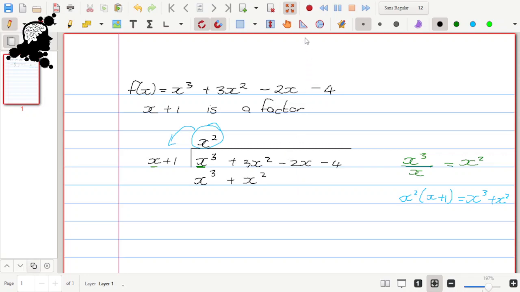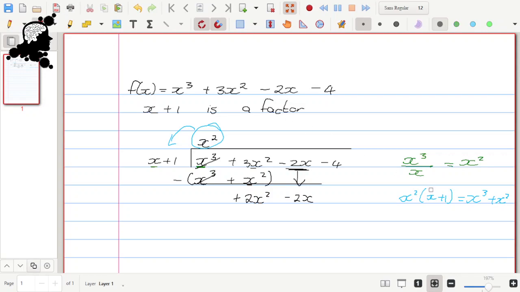Then when you get to this point, you need to do a bit of subtraction. So before we do some subtraction, let's just put a line here. Then we put a bracket. Then we put a minus sign. So x cubed minus x cubed, that's going to cancel out. Then 3x squared minus x squared, this is going to give us positive 2x squared. Once you have this, you take this term and you bring it down. So there's minus 2x. Right.